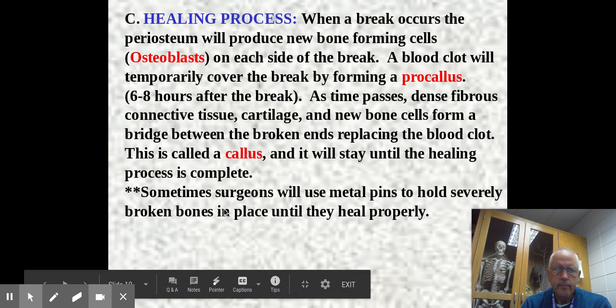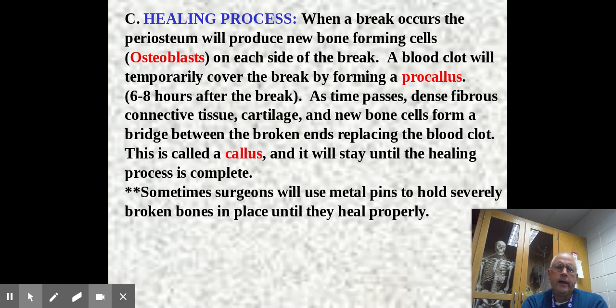So how does the bone heal? It's going to take time, about 4 to 6 weeks, sometimes quicker than that if it's not a real bad break. Can't speed it up, can't drink a ton of milk and think, oh, that's going to make it go faster. It's going to take time. It's kind of interesting how the body responds to a break. When a break occurs, the periosteum will produce new bone-forming cells, osteoblasts that we talked about in notes yesterday. They're going to go on either side of the break.